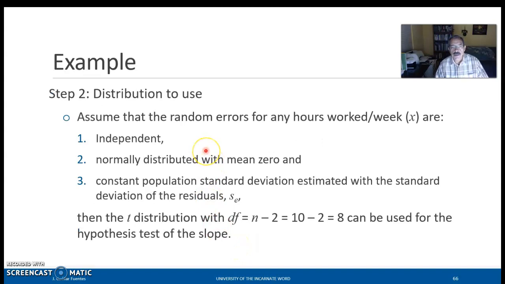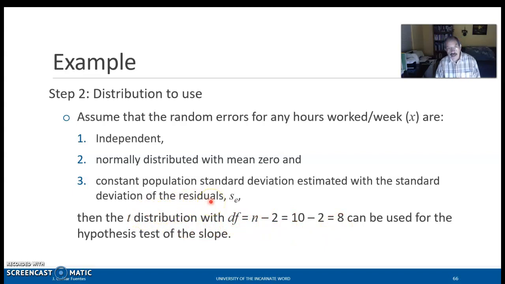All right, what distribution to use? Well, if you remember, we're assuming that the random errors for any hours worked per week are independent, normally distributed with mean 0 and constant population standard deviation, which is estimated with the standard deviation of the residuals. Therefore, we are justified to use the t-distribution with 8 degrees of freedom.